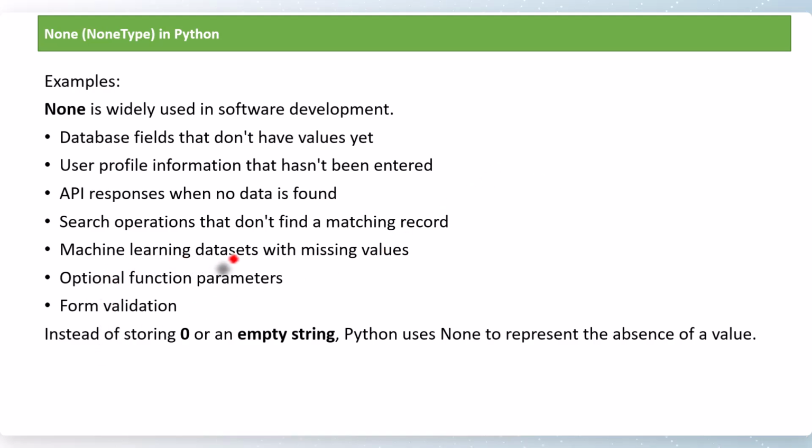Most machine learning datasets have missing values. If something is missing, at that time, you can use None. Optional function parameters. You can use None in many kinds of form validations also. So instead of storing 0 or an empty string, Python uses None to represent the absence of a value. Anywhere there is an absence of a value, you can use None.